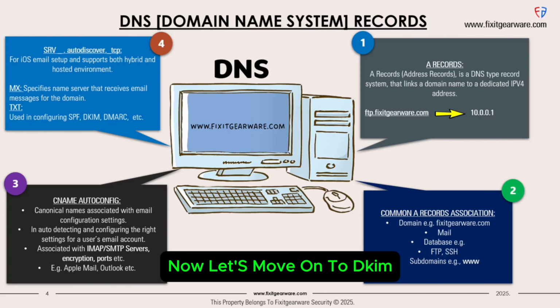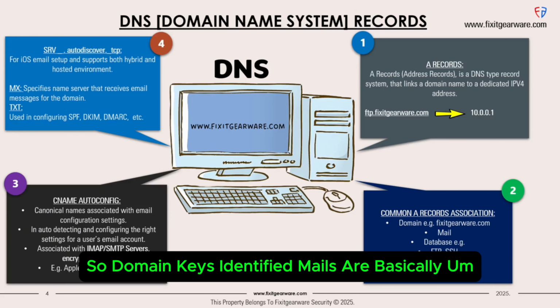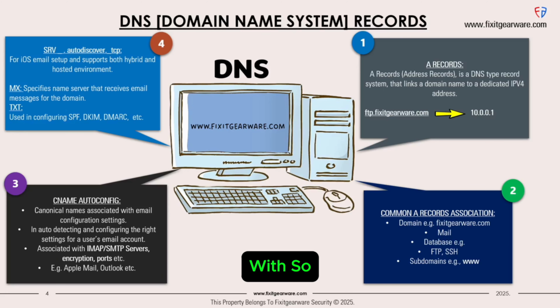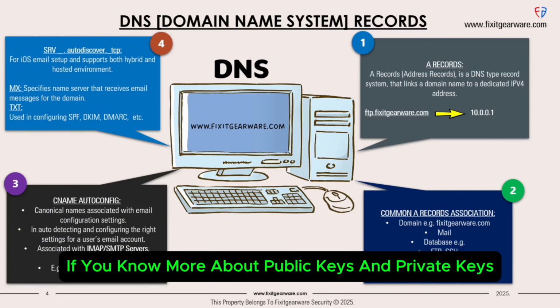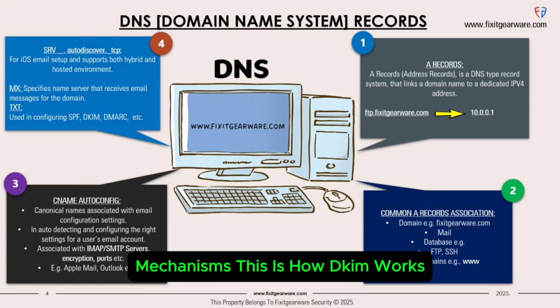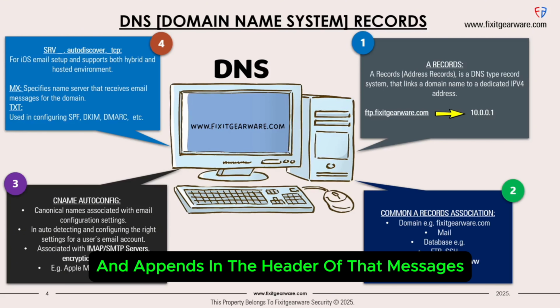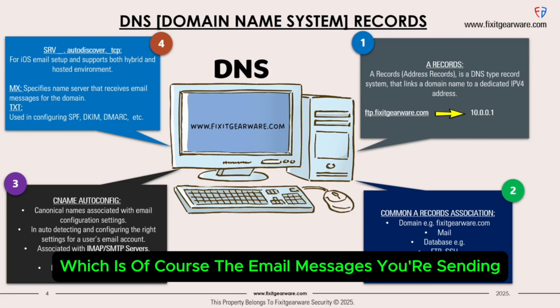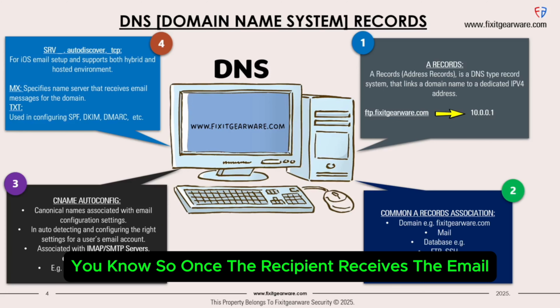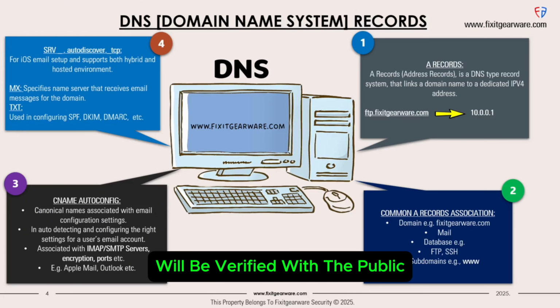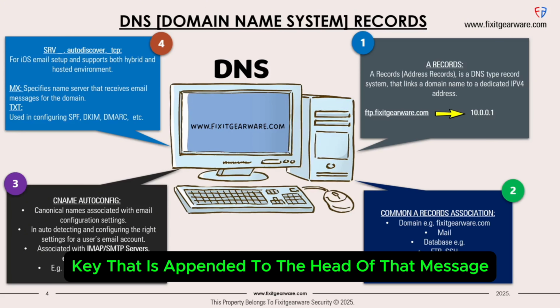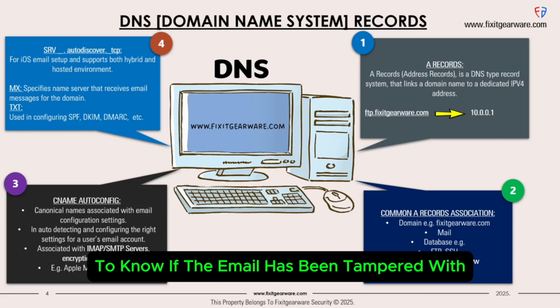Now, let's move on to DKIM. DomainKeys Identified Mail is basically to ensure that the email content has not been tampered with. If you know more about public key and private key mechanisms, this is how DKIM works. With DKIM, it provides a digital signature, okay, and appends it in the header of the email message you're sending, with the public key. So once the recipient receives the email, it will be verified with the public key that is appended to the header of that message to know if the email has been tampered with.